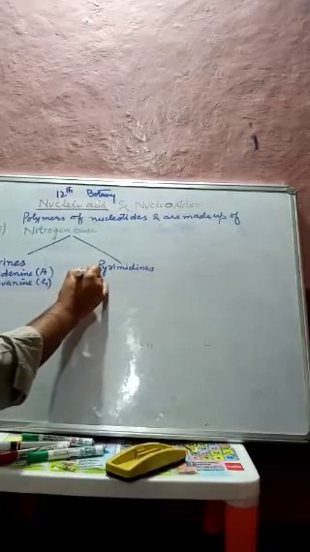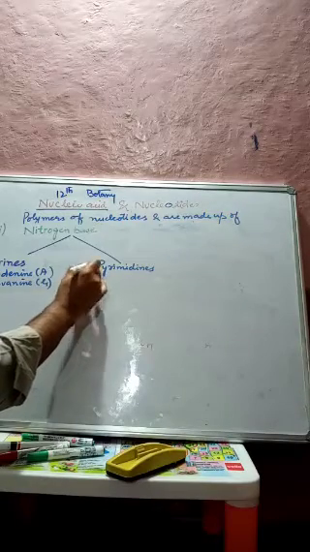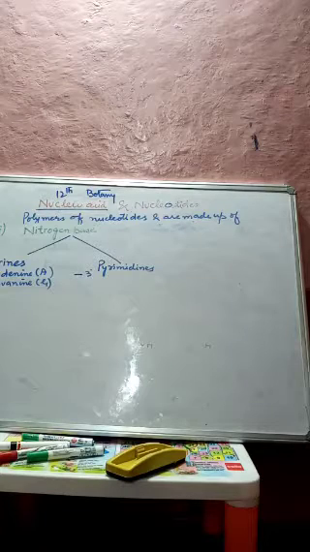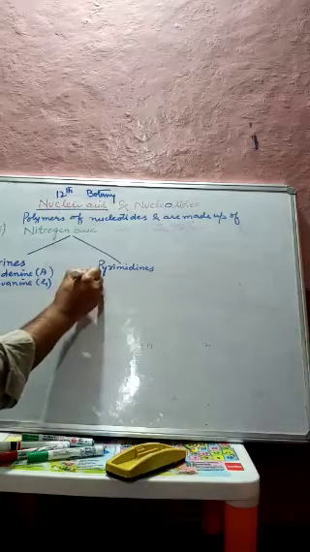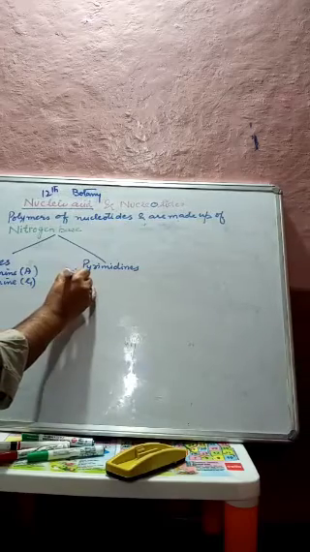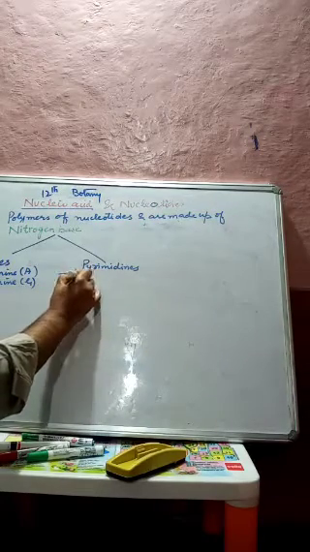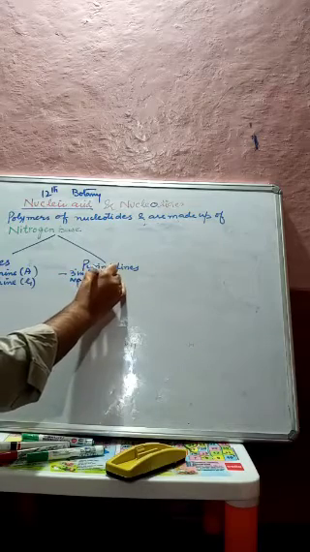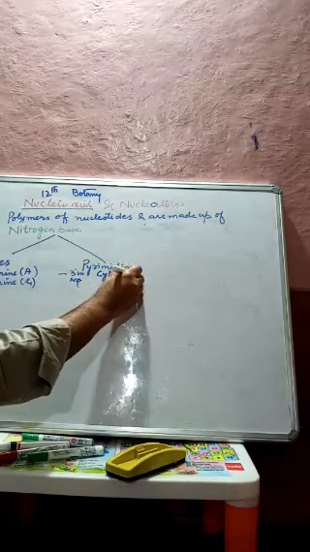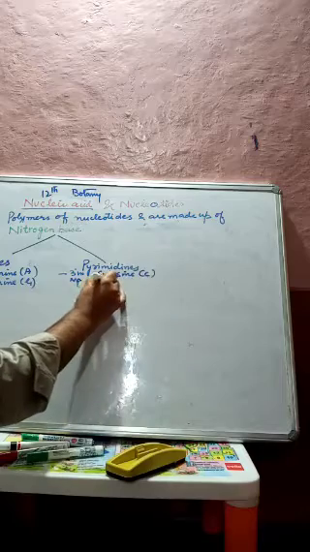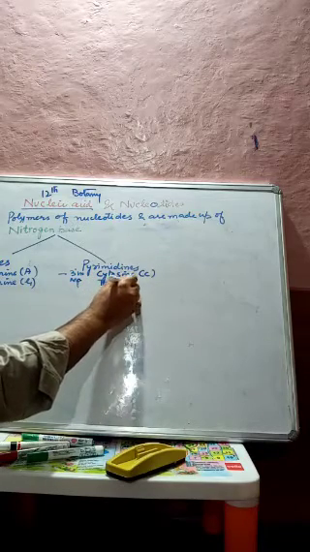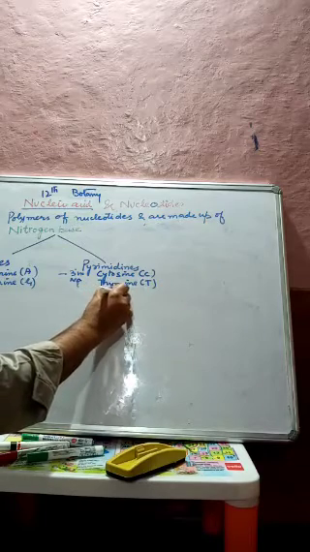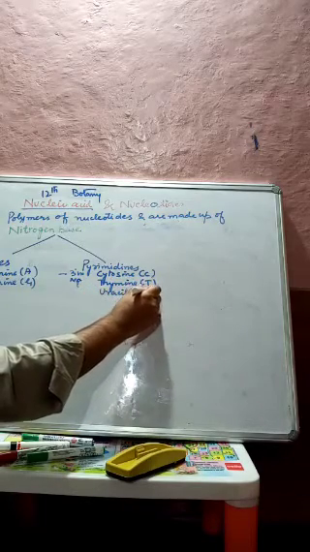And pyrimidines we have 3 in total. There are 2 purines and 3 pyrimidines. Which are they? Cytosine, thymine, and uracil.